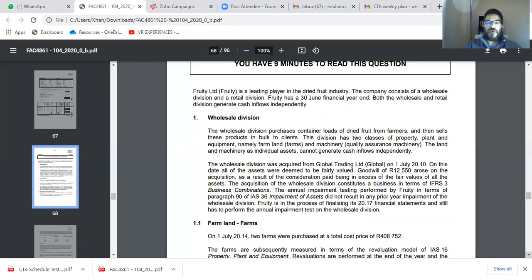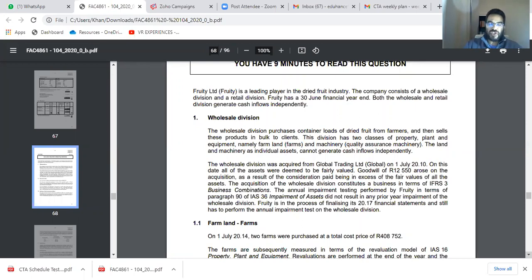So what are they trying to tell you? That the wholesale division is a cash generating unit and the retail division is a cash generating unit. So each division is a separate cash generating unit. What you must understand at that point in time, before we read further, is that the smallest group of assets that can generate cash inflows independently, which is a cash generating unit, is wholesale and retail. The next level would be Fruity.